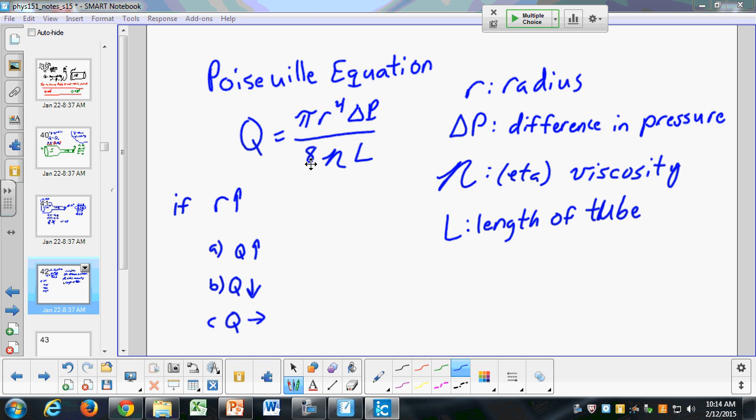All right, what happens if I decrease L? So if L, that is the length of the pipe, gets shorter, everything else remains constant, what happens to my flow rate? Does the flow rate increase, decrease, or stay the same? I make my pipe shorter, what happens to my flow rate? Keeping everything else the same.